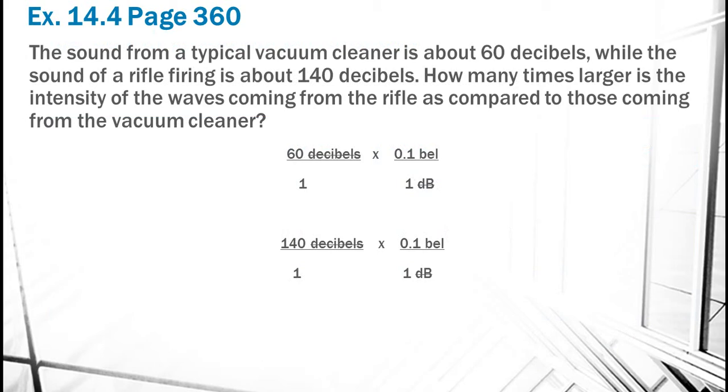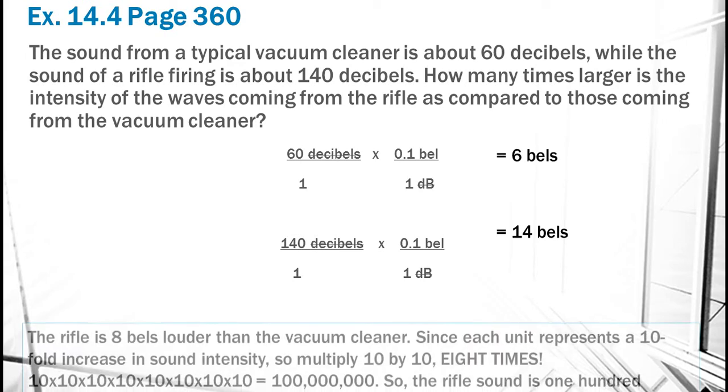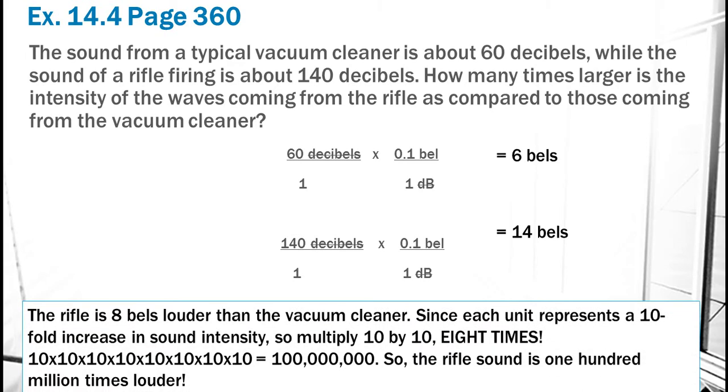Okay, so we have our data right down here. So we have 60. We're going to convert that over to bells, right? Because I guess we want to work with bells, it's easier. 140, we're going to just, remember, we know what it was. We put it over 1. We do a conversion over here from bells to decibels. And we're going to have 14. So now the question is, how many times larger is the intensity of the waves? Now you might be tempted to say, oh, 14 minus 6. But let's see what we really want to do. The rifle is 8 bells louder than the vacuum cleaner.